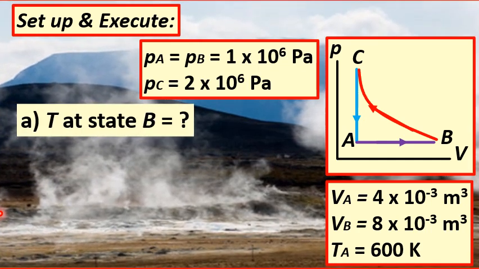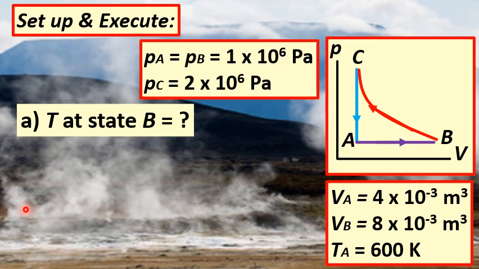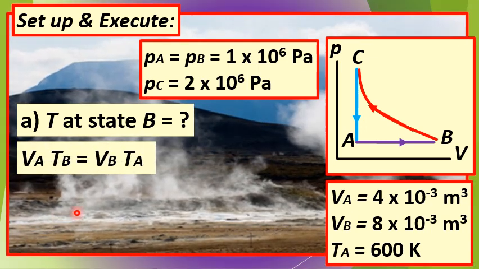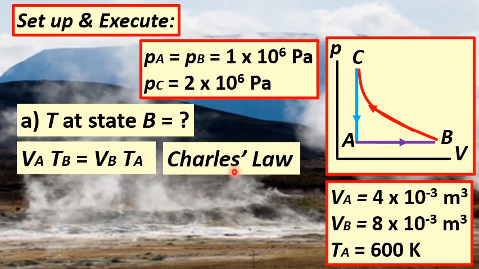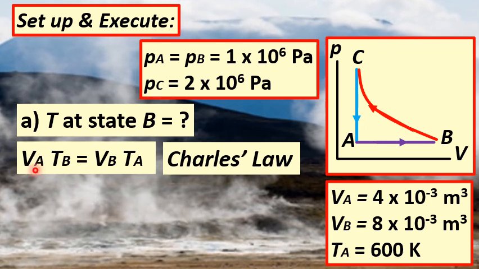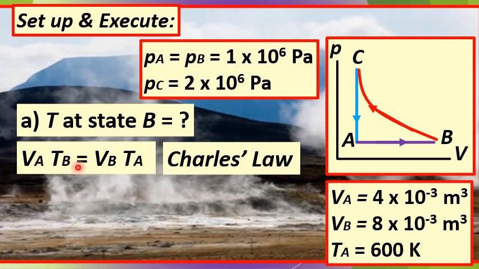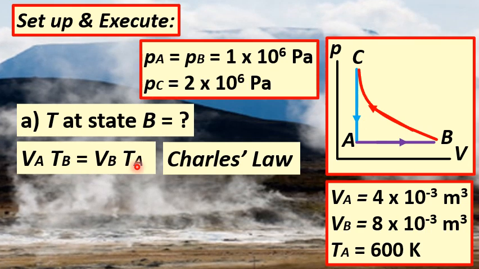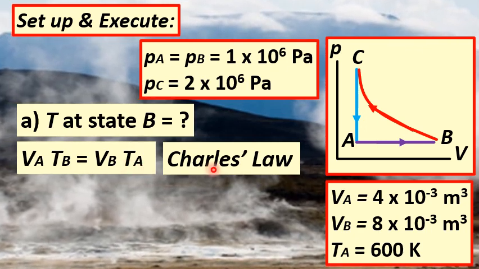Moving on now to our answers to the given problem. Question letter A. Our first target variable is the temperature at state B. So using the gas law formula, which is actually Charles' law, where the product of the initial volume of the system multiplied by the final temperature is just equal to the product of the final volume and the initial temperature. That is Charles' law.